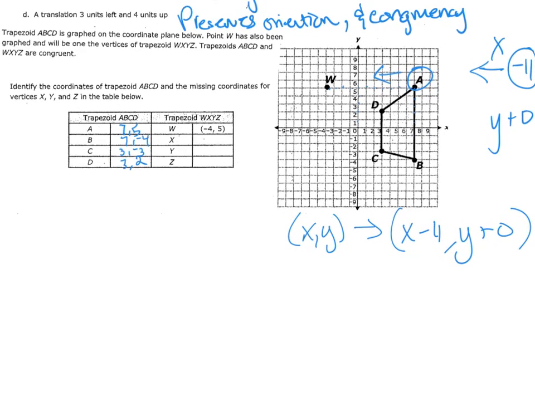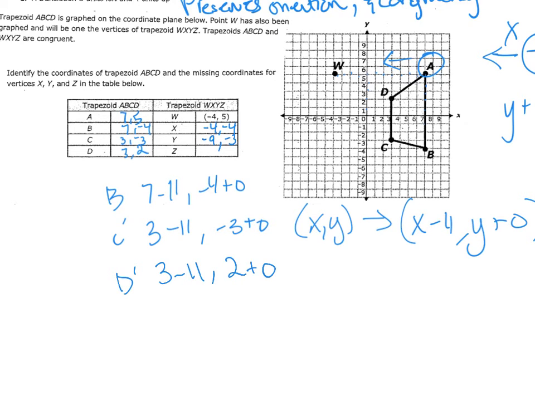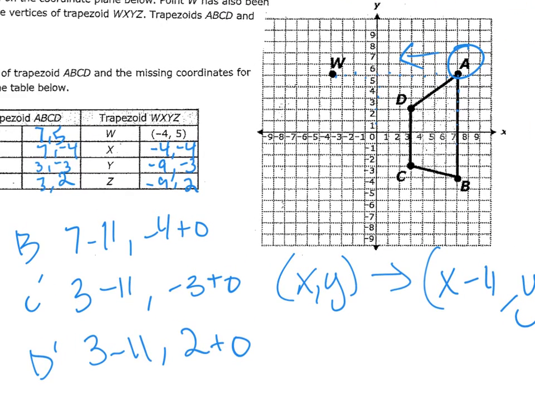So let's figure out the rest of these. So B, if I took my X value there, 7 minus 11, -4 plus 0, my new point would be -4, -4. And then for C prime, I've got 3 minus 11, -3 plus 0. So that's going to be -8 and -3. D prime is going to be 3 minus 11 and 2 plus 0. So -8, 2. Just to make sure and check that this is the same shape, just translated, we can go ahead and plot these other points, X, Y, and Z.